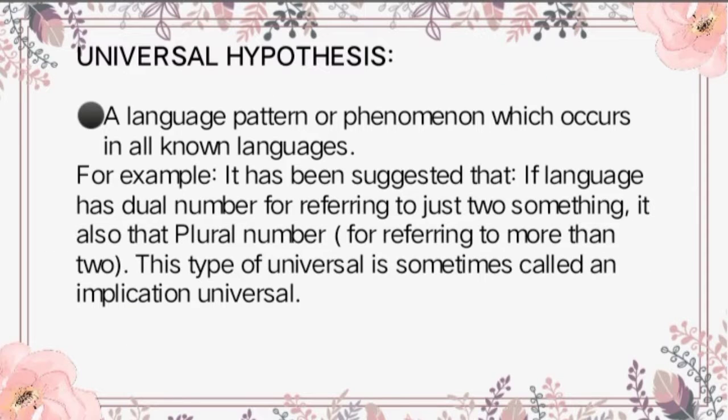Universal hypothesis: a language pattern or phenomenon which occurs in all languages. For example, it has been suggested that if a language has a dual number for referring to just two things, it also has the plural number for referring to more than two. This type of universal is sometimes called an implication universal.